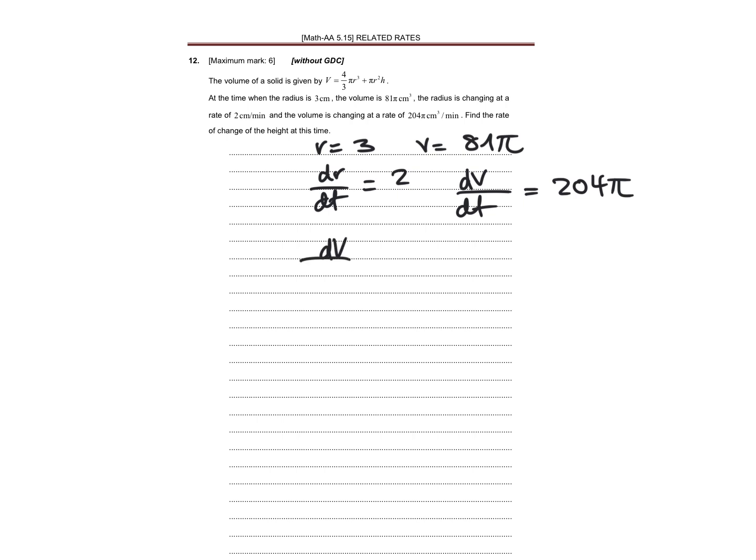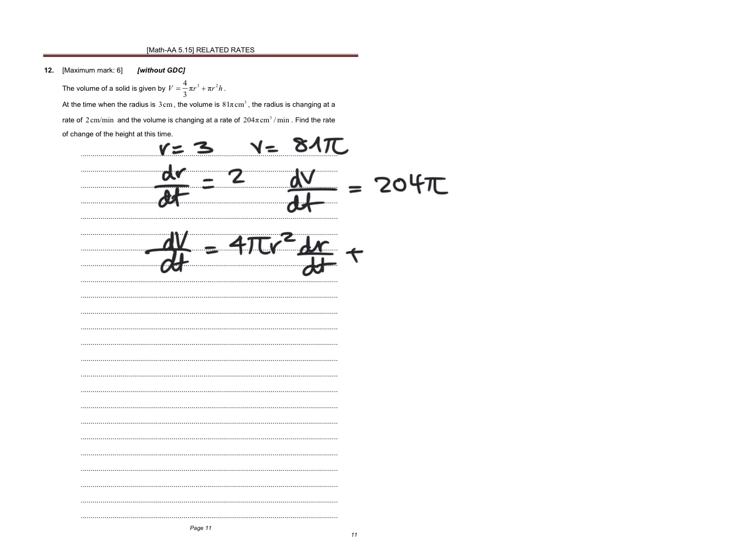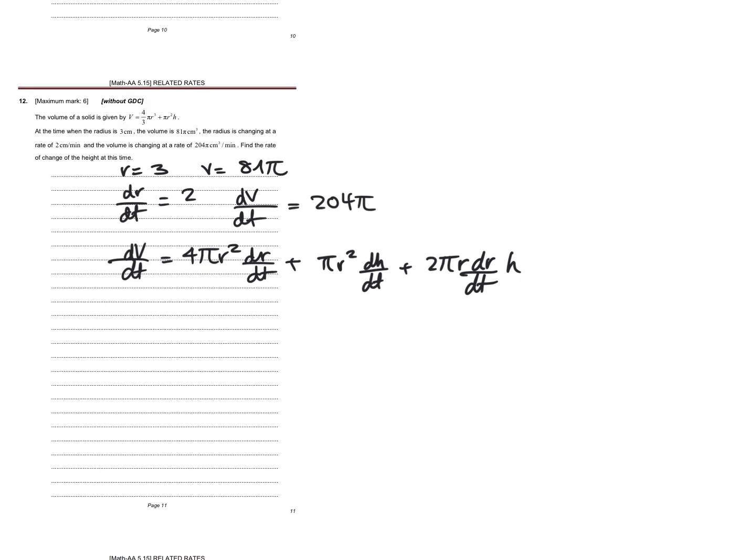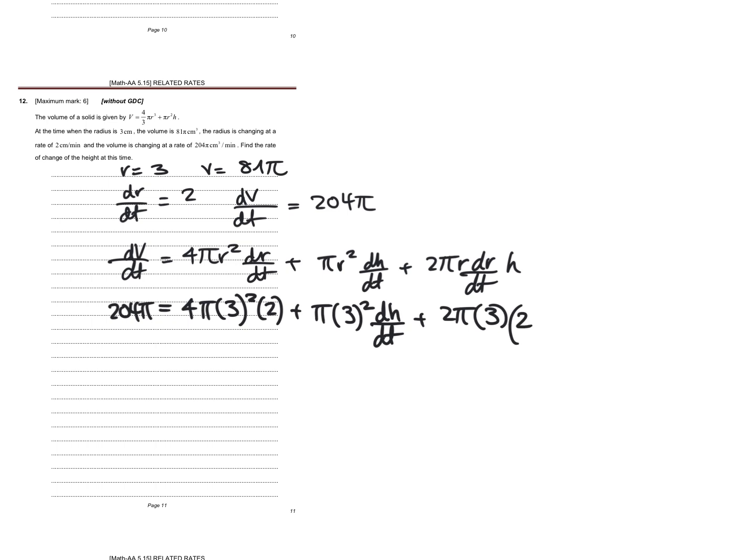Okay, so if we differentiate, we have dV/dt equals 4 pi r squared dr/dt plus, now we have product rule. So we're going to have first times the derivative of the second plus the derivative of the first times the second, and then we fill in our values. So we have 204 pi equals 4 pi 3 squared times 2 plus pi 3 squared times what we're solving for plus 2 pi 3 2.